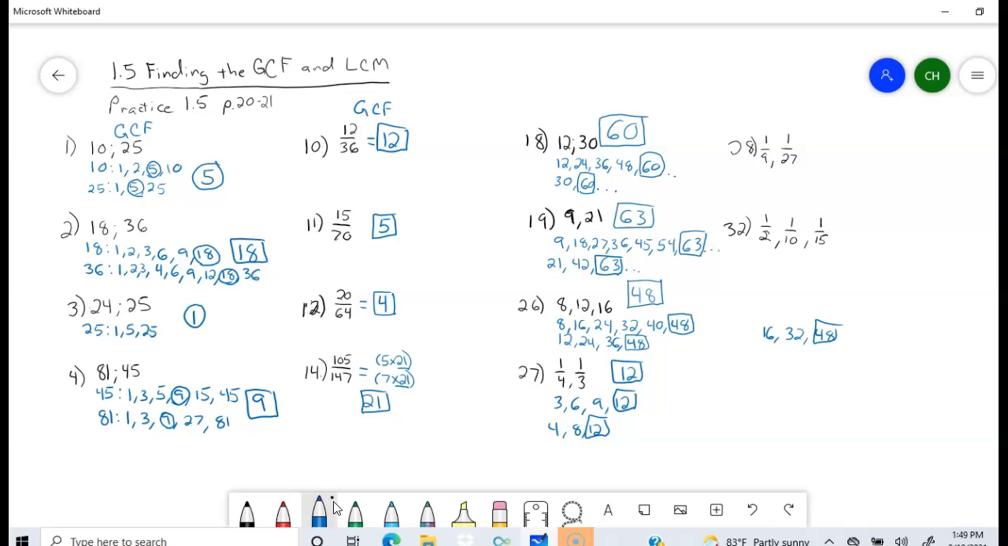All right, so that gets us through samples of each one. Do your homework, work on those multiplication tables. These things will get really, really easy the more you practice them.